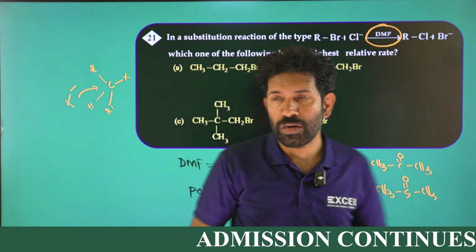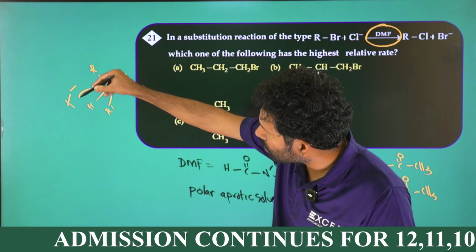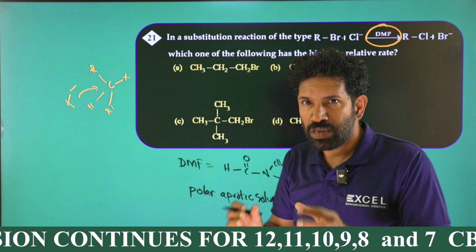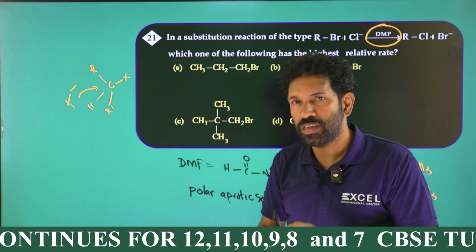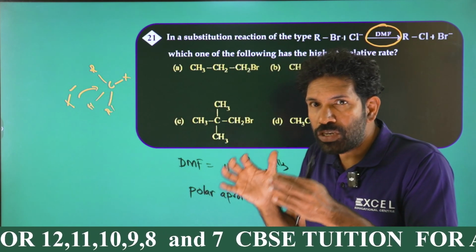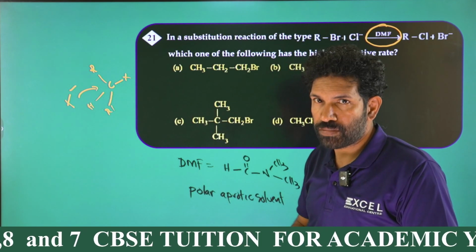The ability of X minus to attack the carbon atom, we call it nucleophilicity. Very simple. The X minus is attacking the carbon. The ability of X minus to attack the carbon is called nucleophilicity.